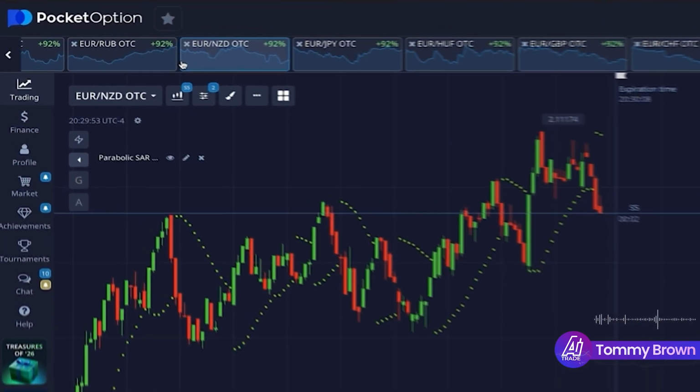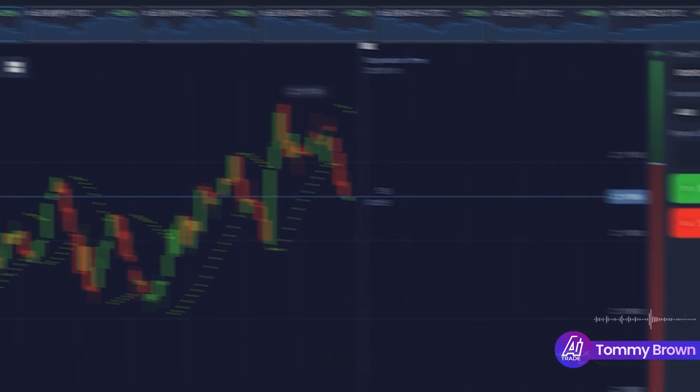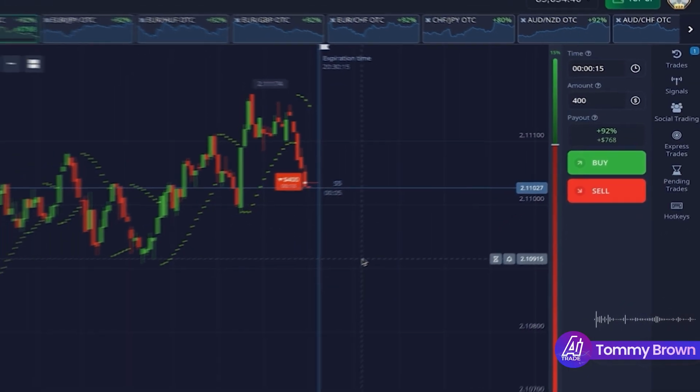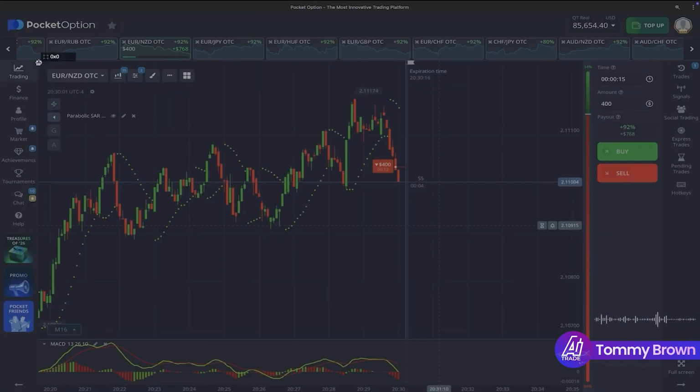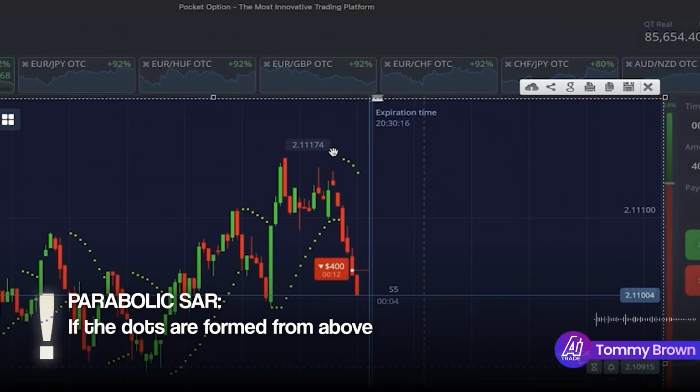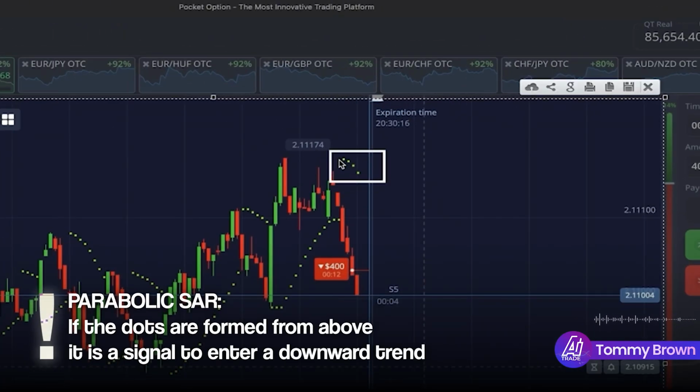So, guys, the currency pair is Euro New Zealand dollar. Here we are going to open a trade for a decrease. Now I'll explain why we're opening a trade for a decrease right here. So guys, let's look at the indicator, the Parabolic SAR. If the dots are forming above, that's a clear signal to enter for a decrease, guys.